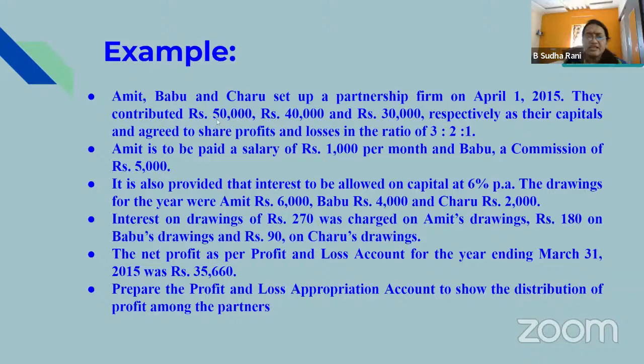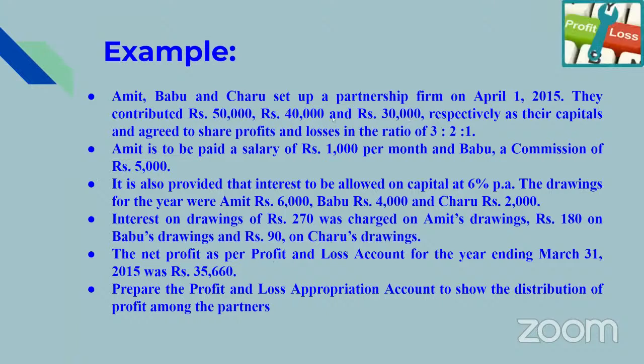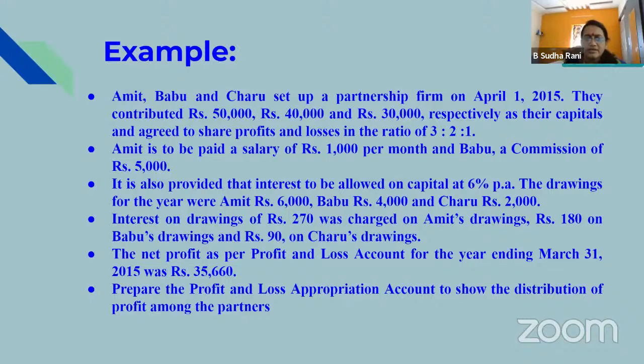And so, what are these amounts? 50,000, 40,000, 30,000, what is this? What are these amounts? Someone please. Capital. Very good. Capitals of partners. Okay. Very good.